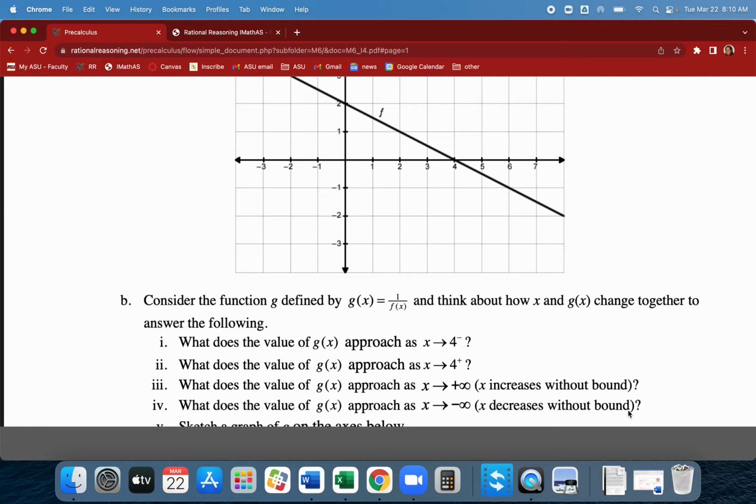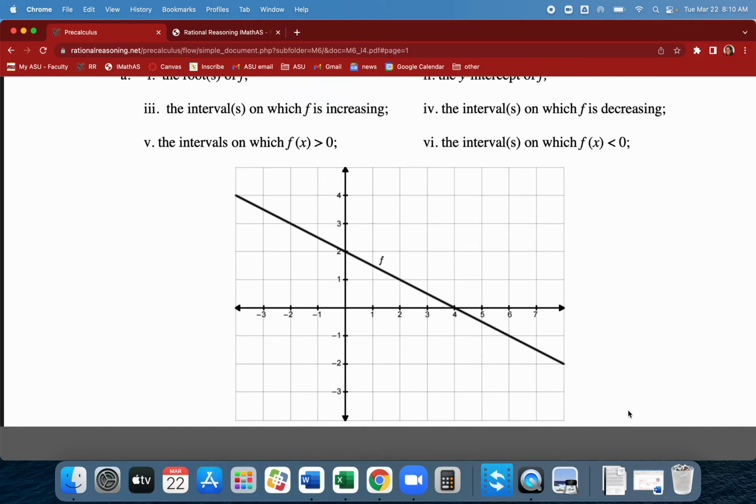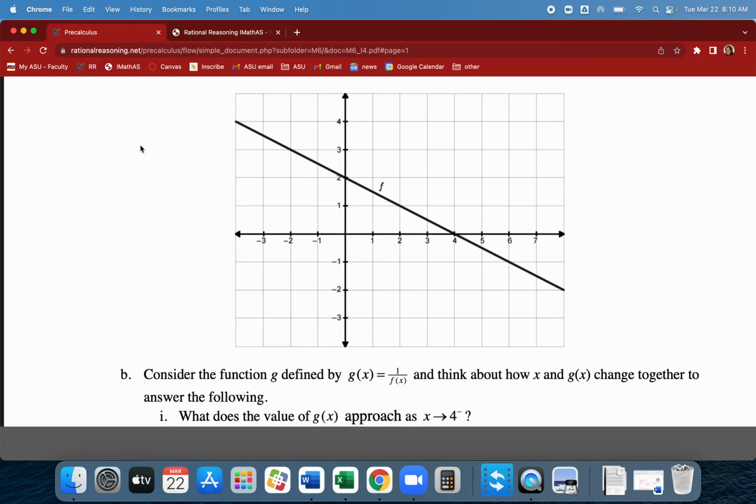Similarly, that question 4, Roman numeral 4 here, what value does g of x approach as x approaches negative infinity, or as I go farther and farther to the left? In this graph of function f, I was getting larger and larger positive numbers. So the reciprocals of those were positive numbers also, but closer and closer to 0. And so talking about this end behavior here is what it's asking about. What's happening when I go out this way? Well, it's going to stay positive, but hardly so. It's almost 0.